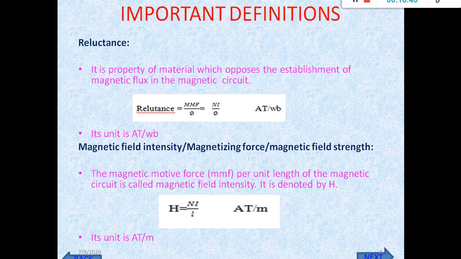Okay, next one, magnetic field intensity or magnetizing force or magnetic field strength. The magnetomotive force per unit length of the magnetic circuit is called the magnetic field intensity, and it is denoted by Ni by L. Ni represents magnetomotive force divided by length, and it is represented by H and its unit is ampere turns divided by meter.